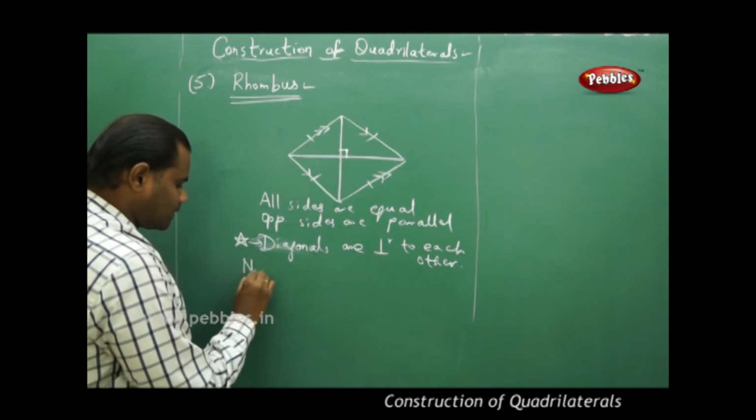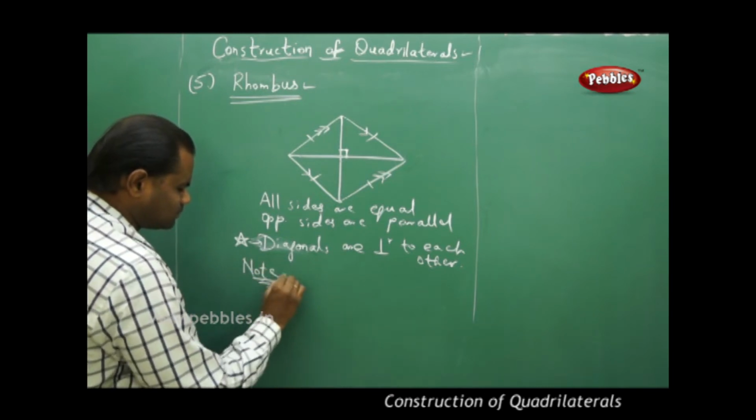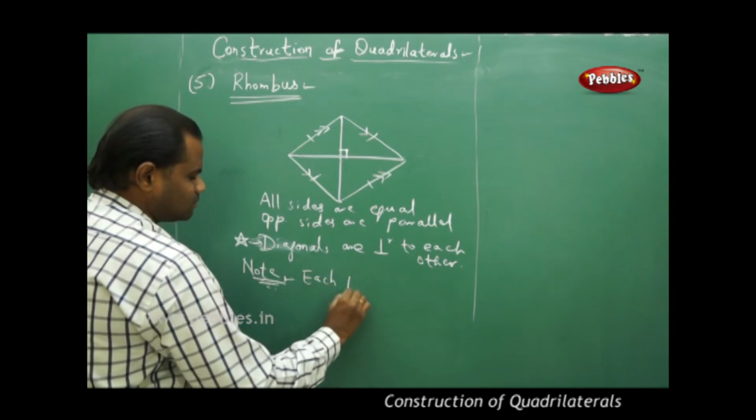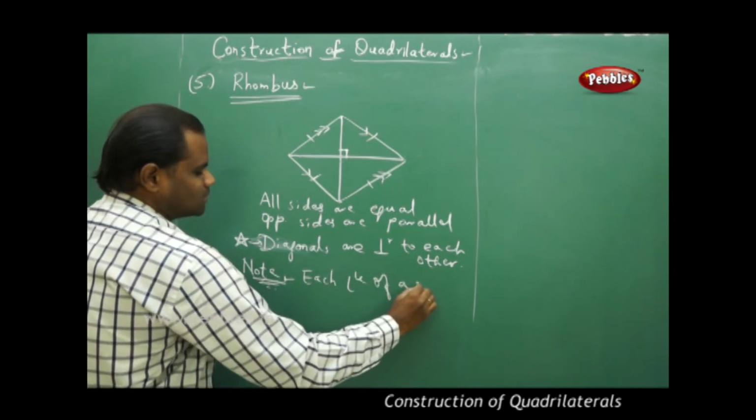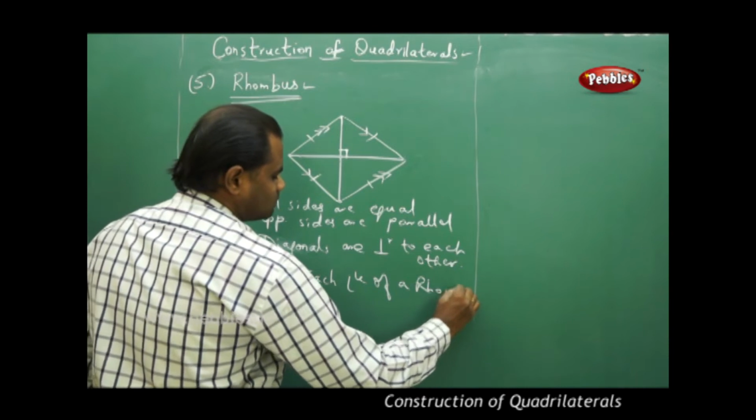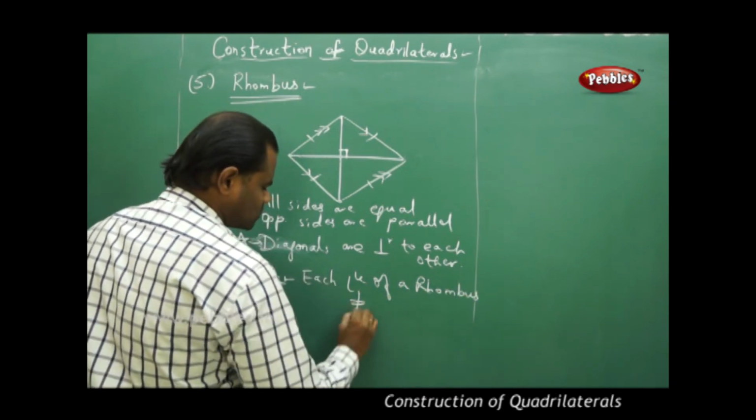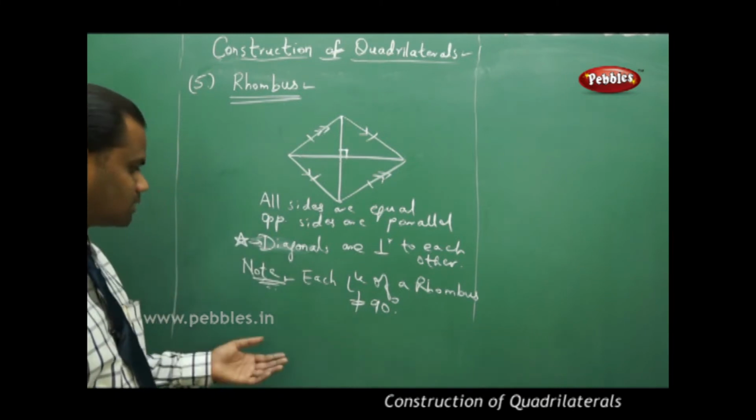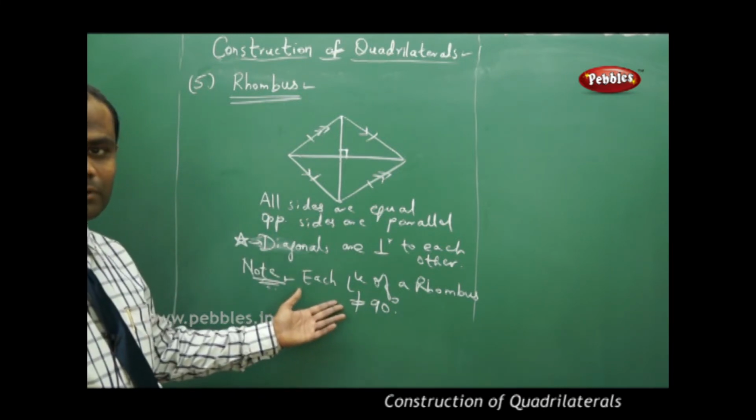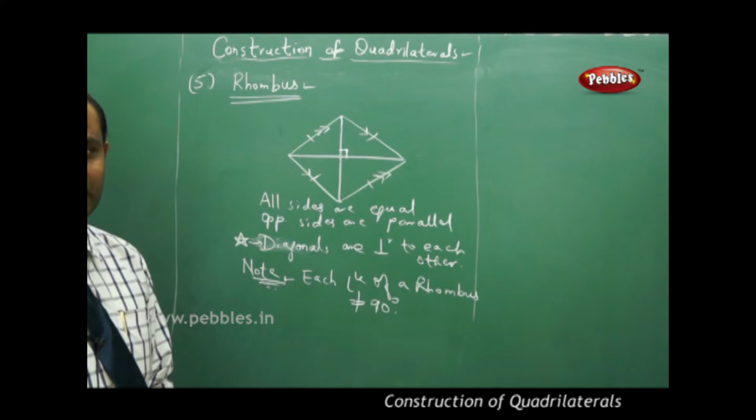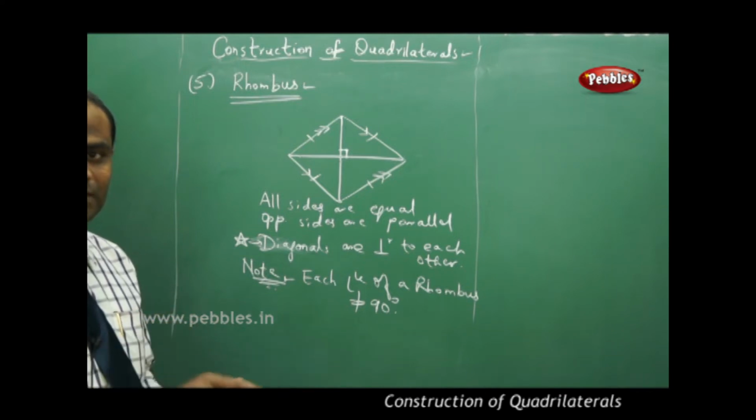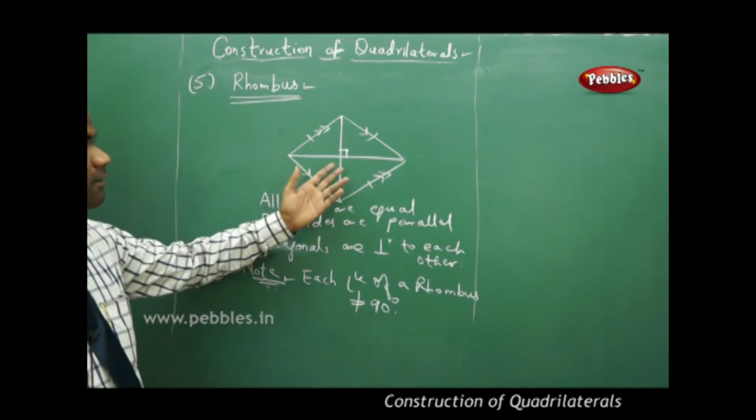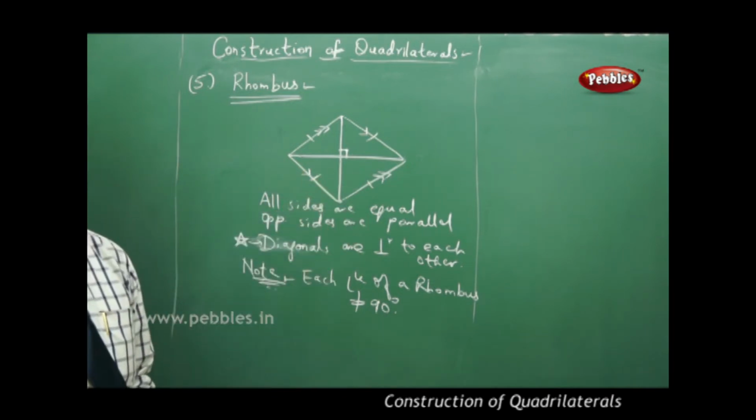So this is one of the important properties which identifies a rhombus. Next, I have to note here that unlike the square, each angle of a rhombus is not 90 degrees. As in case of a square, the rhombus doesn't have each angle to be 90 degrees, but its diagonals cut at 90 degrees. So that is how the property differs between a square and a rhombus.